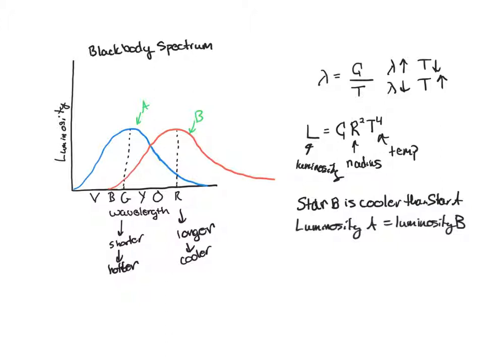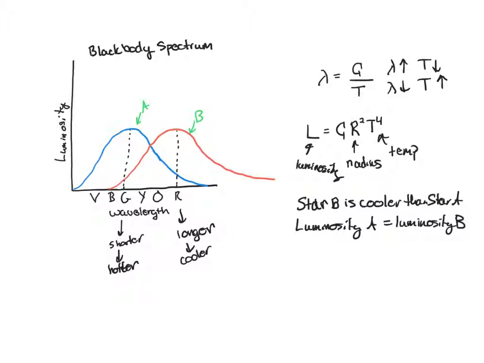So, according to this relationship here, if the luminosity is the same, that means that comparatively, since the temperatures are different, the only way to get the luminosity the same is to have a different radius or a different size for each star. So, looking at this relationship, since the luminosities are the same, we can focus on just the radius and the temperature in this relationship.